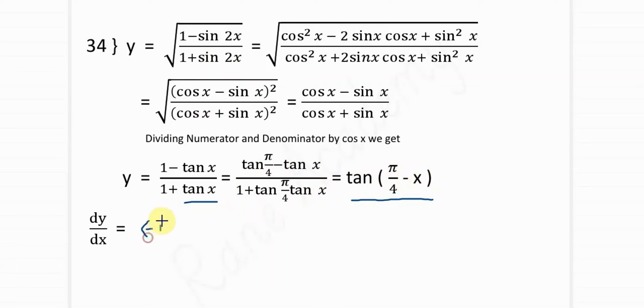And now we differentiate tan of (pi by 4 minus x). The derivative of tan x is sec square x. So the derivative of tan of (pi by 4 minus x) will be sec square of (pi by 4 minus x). So you find that if you know the trigonometric identities very well, you can easily get the answer to complicated functions also. So this is the required answer.